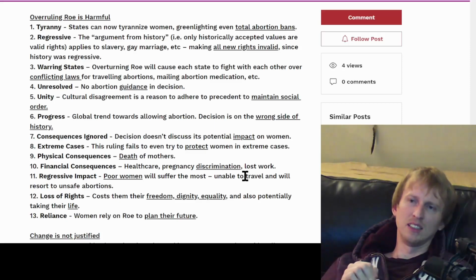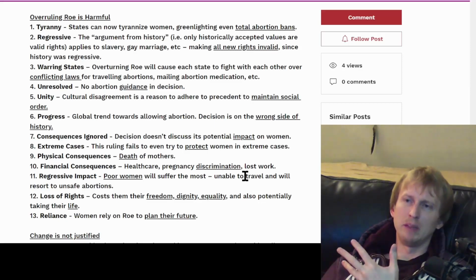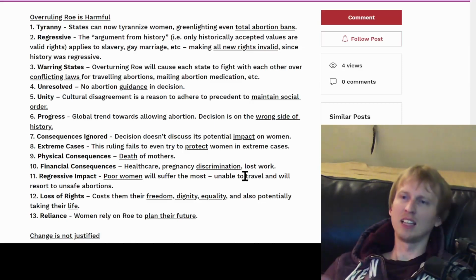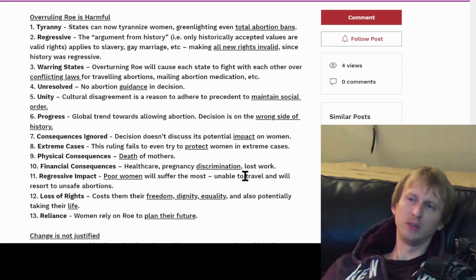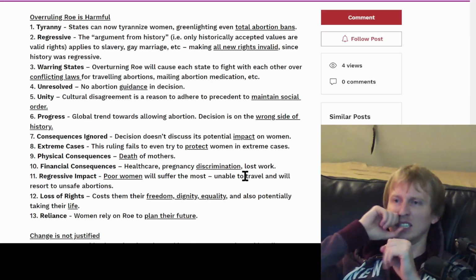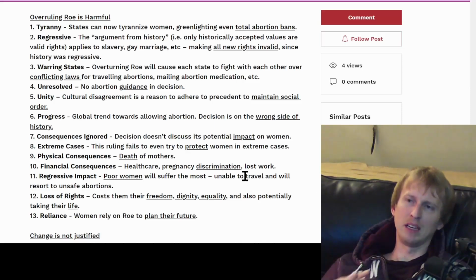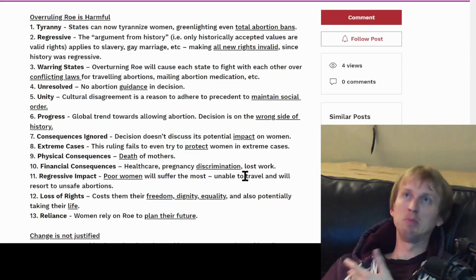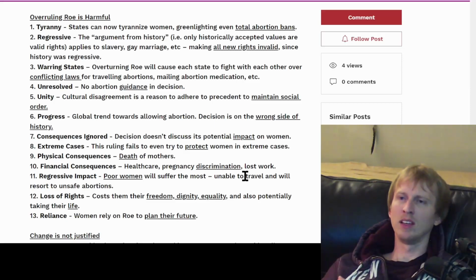The next argument is regarding unity and basically cultural disagreement, which means within our culture there are factions that think abortion is justified and factions that think abortion is unjustified. And this cultural disagreement is a valid reason to adhere to the precedent to maintain social order. So we've had Roe versus Wade for 50 years. Yes, people are fighting over this issue, but we should stick to the precedent as a matter of principle to keep everyone on the same page until we can perhaps unify on a better perspective to replace it with.